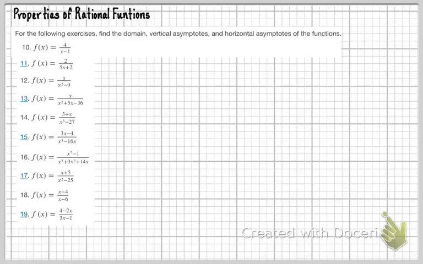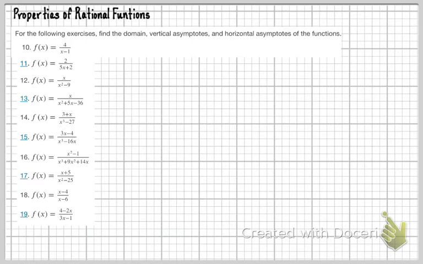Now these set of problems are going to talk about three characteristics or properties of rational functions. So we talked about the domain in the last video, so we have that one already. We have vertical asymptotes and horizontal asymptotes of the function. So along with the domain, we're going to now talk about the characteristic vertical asymptotes and horizontal asymptotes. And that's simply an imaginary line that our function gets close to after a certain value.